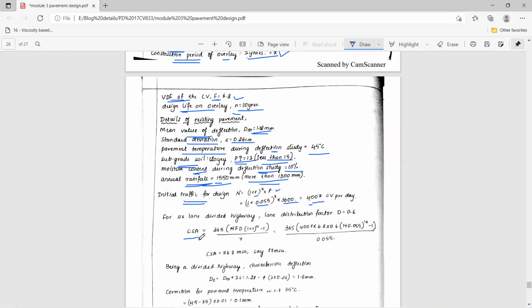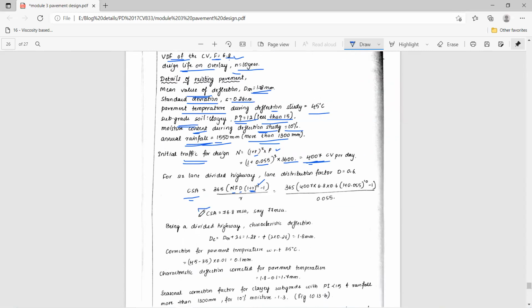Now, we have the formula from IRC 37-2001 to calculate the traffic. That is given by 365 × N × F × D × [(1 + R)^n − 1] / R. You know the value of N, it is 4,007. The F value is given in the problem as 6.8 and the D value is 0.6. R is the growth rate and n is the design life, that is 10 years. So all the values are available. You just calculate the cumulative traffic. It comes to 76.8 MSA, 76.8 million standard axles. You can consider it as 77 million standard axles.